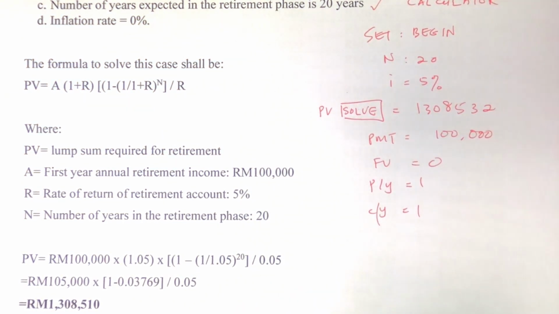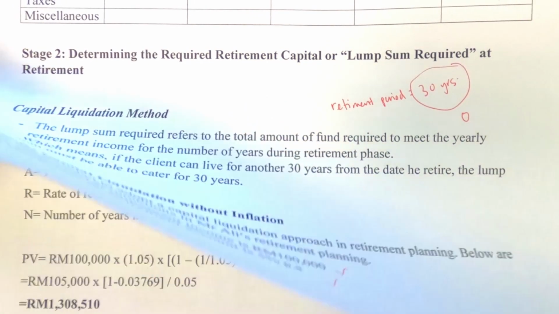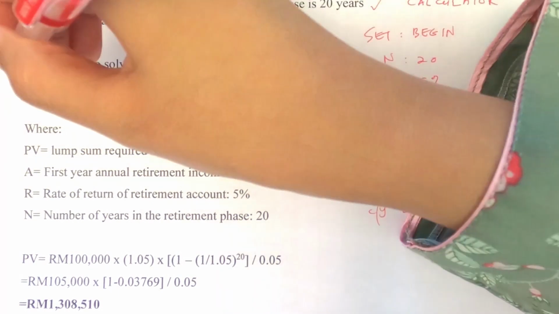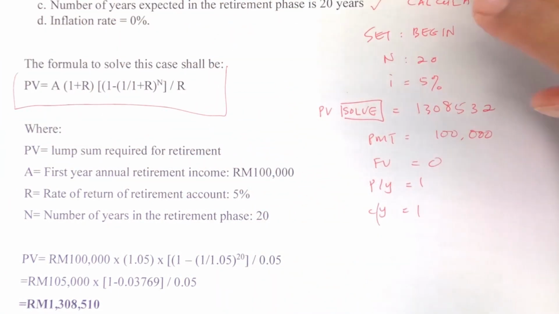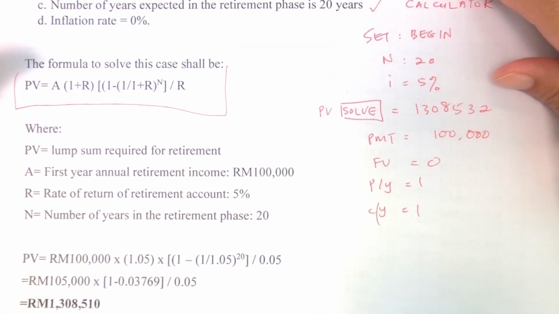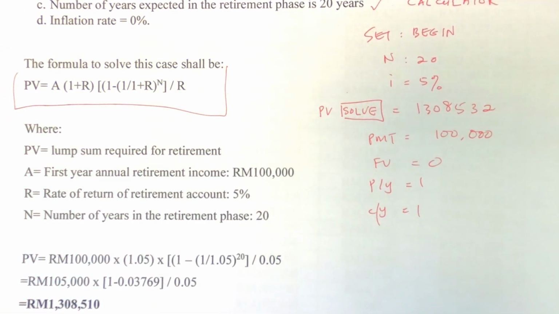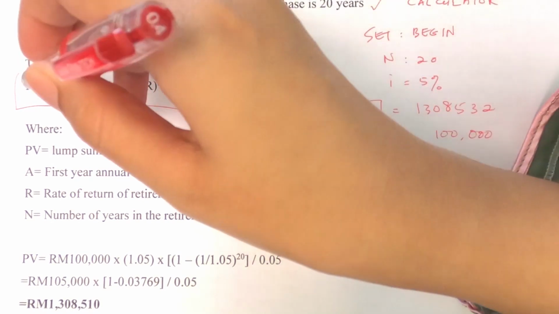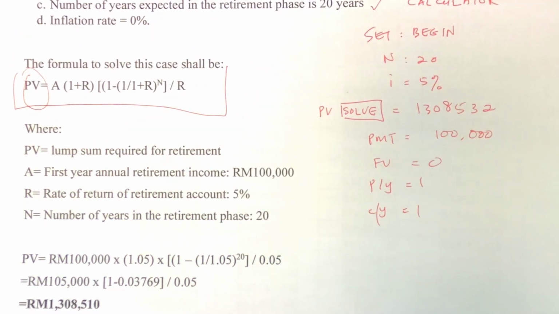And this is actually the formula for the capital liquidation method. All of the formulas will be given to you during the exam, especially during the professional exam. So what actually is meant by this formula? The PV means the lump sum required for retirement. This is what we want to get basically.